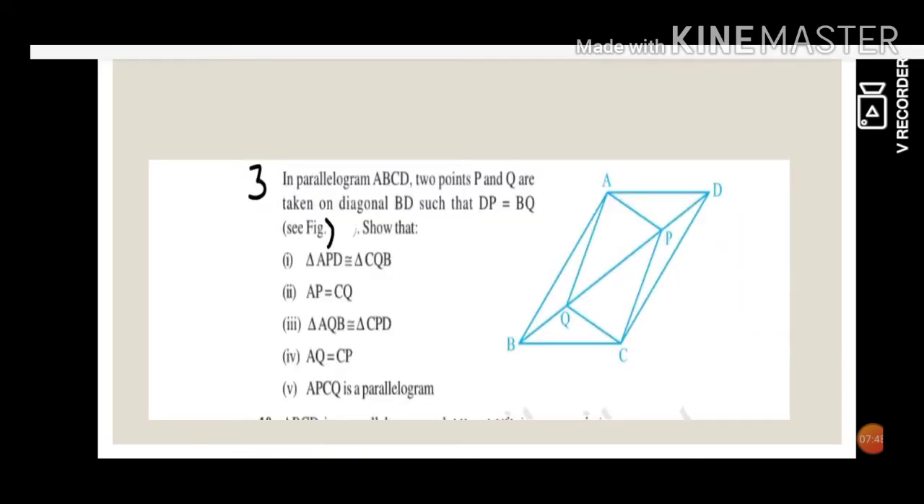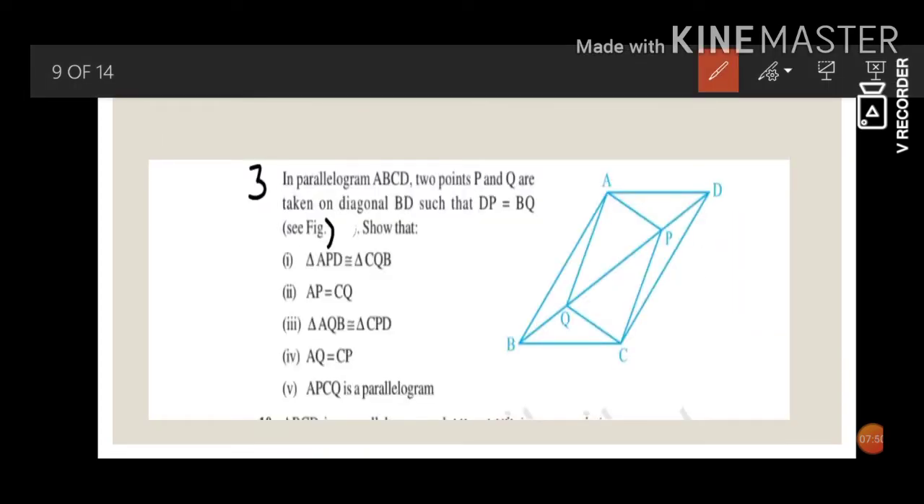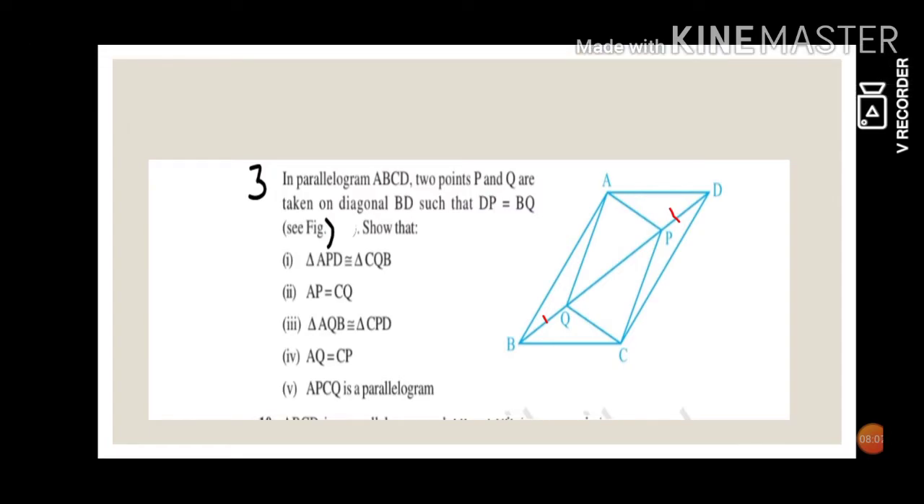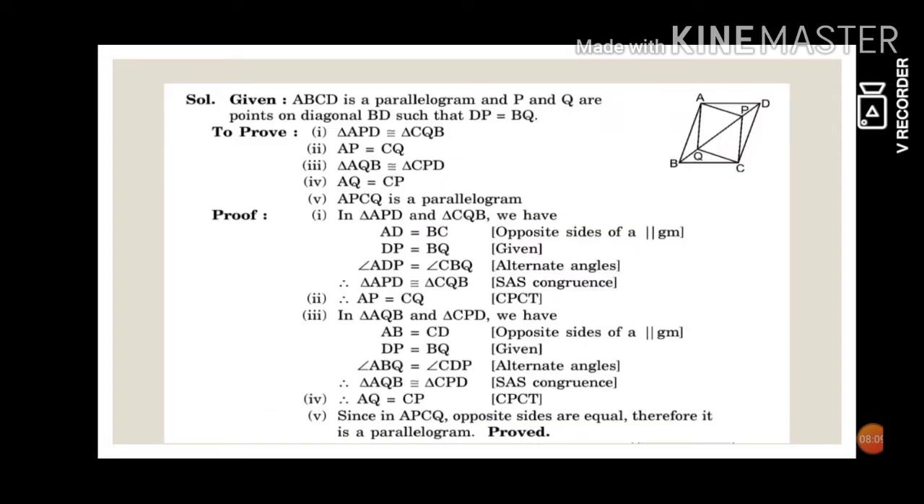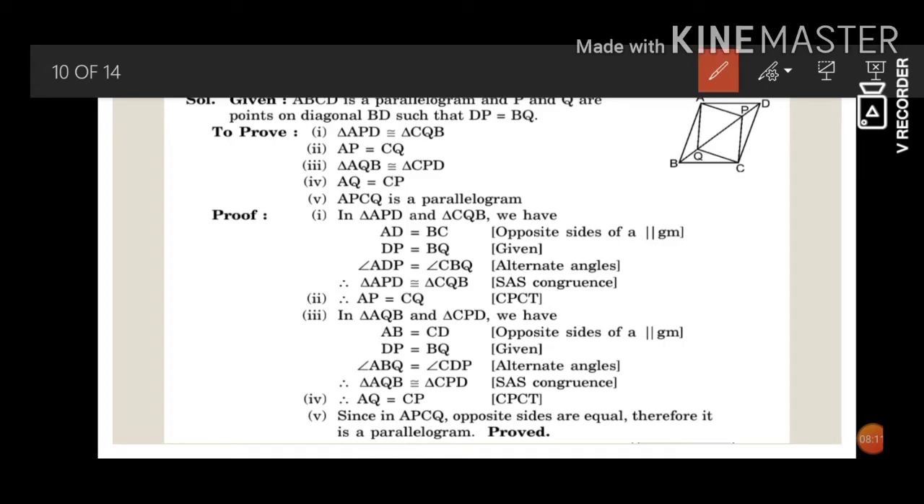Now question number 3. We have a parallelogram ABCD, and in this parallelogram P and Q are the points taken on the diagonal BD such that DP is equal to BQ. We have to show there are 5 subparts. With these 5 subparts, let us see the solution. So first we will always write the given, then to prove. The first proof is APD is equal to CQB.